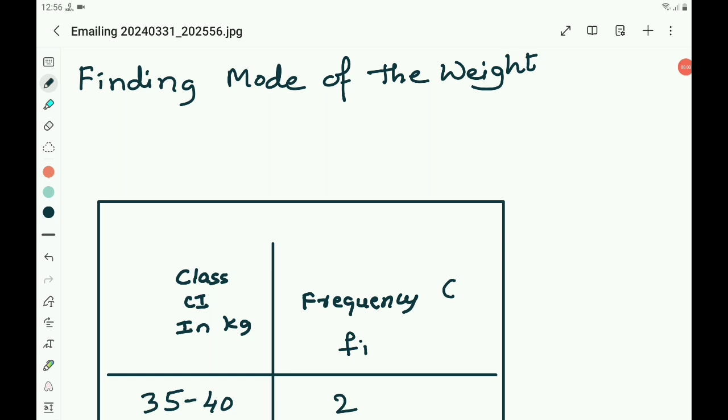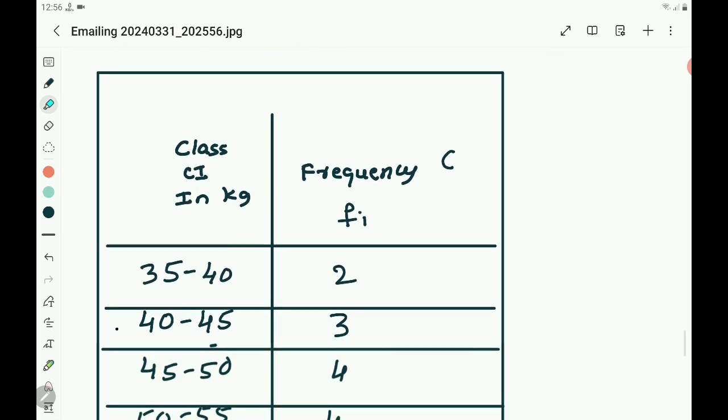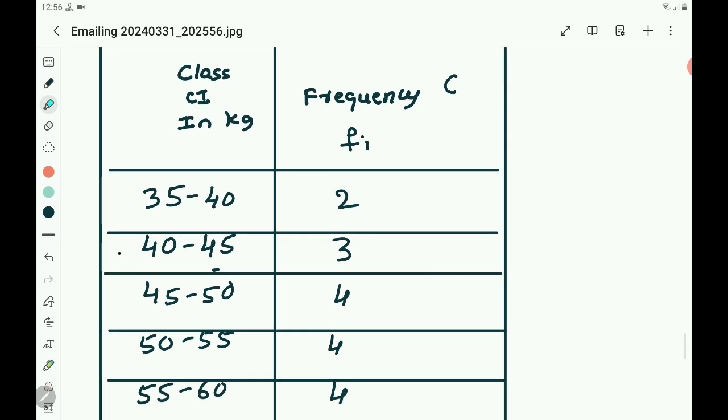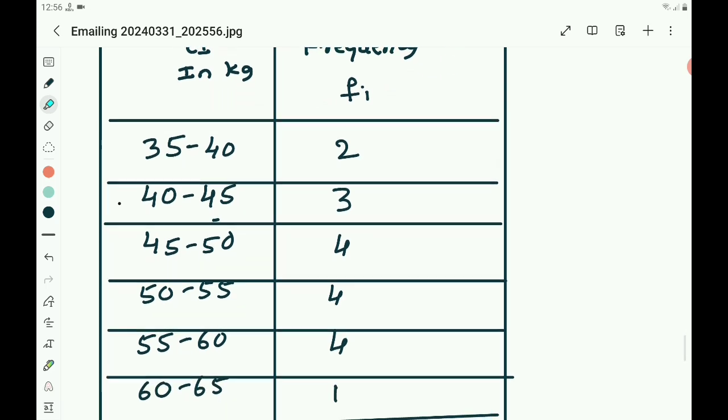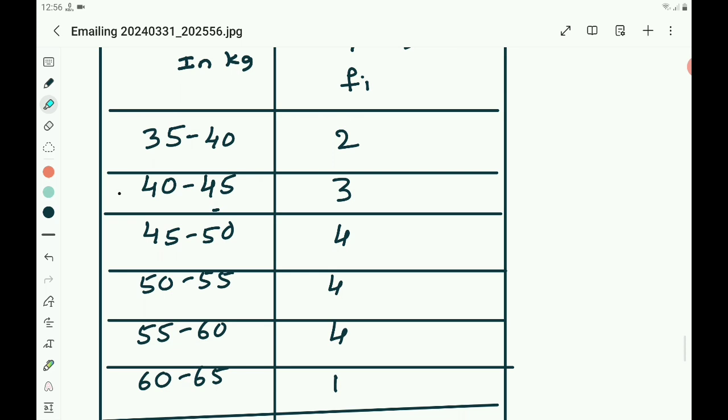Now come to the next page. Let us find the mode. Write finding the mode of the weight. Here you take the first and second columns. To find the mode, only 2 columns are enough. Here you find the highest frequency. You know that mode is the most repeated score, which means you have to take the highest frequency.